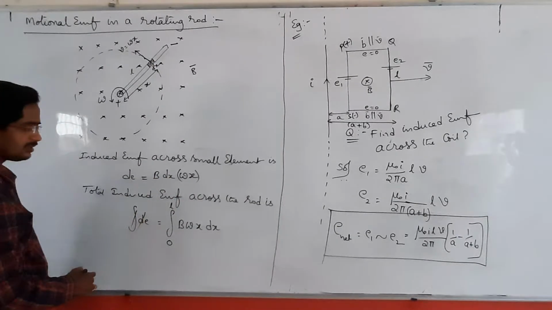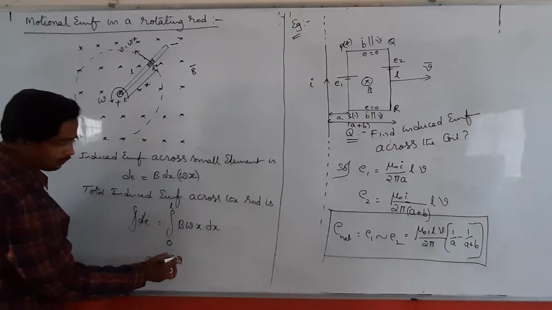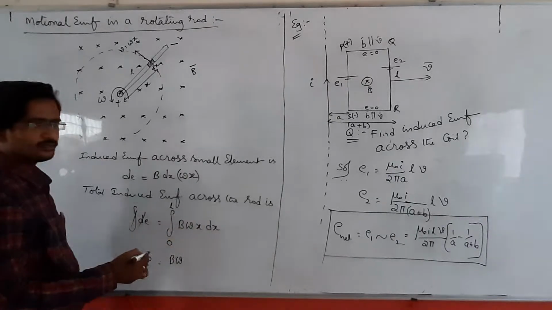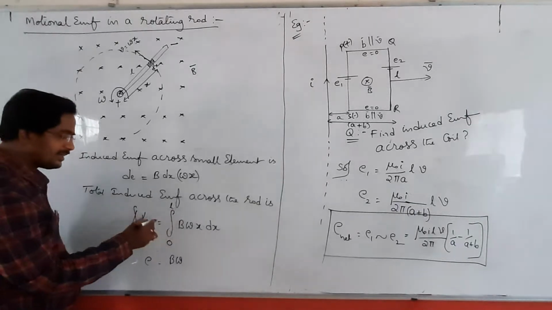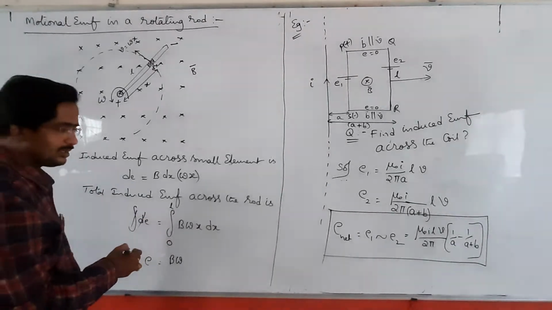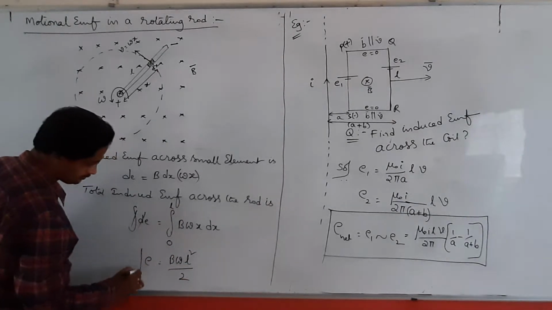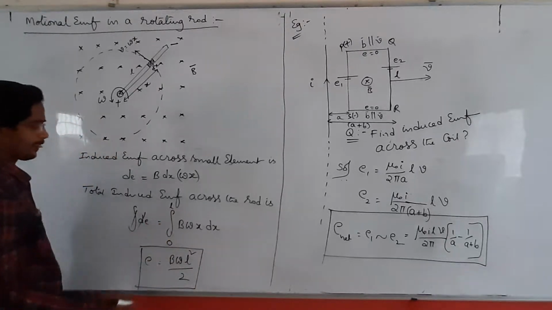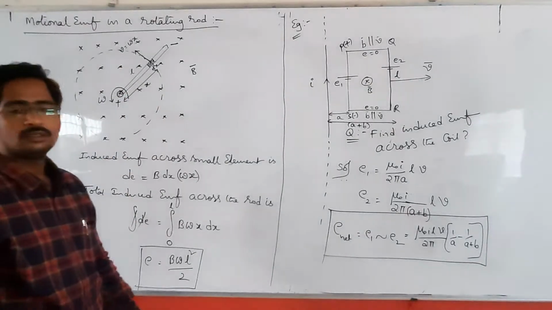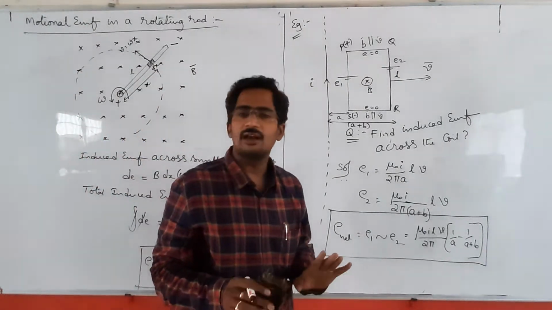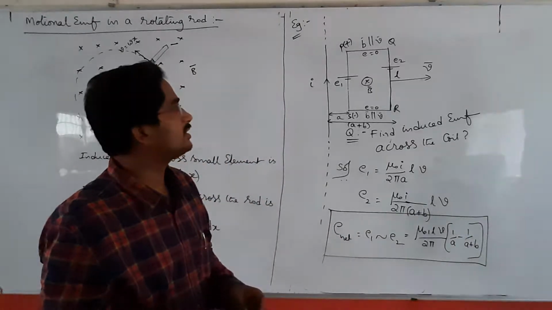Then what we will get here? B omega into what's remaining here, integral x dx. What is integral x dx? x square by 2. And if you apply the upper limit and lower limit, the answer we are getting is E equal to B omega L square by 2. That is the induced EMF across this rod. Okay. So with that, EMF induced across a rotating rod is completed. Now we are going to see some examples for this.